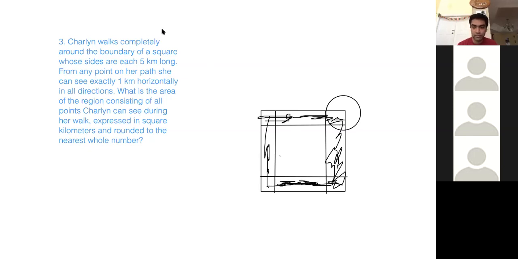Oh, you could just do the 5x5, the entire square, minus the middle square, which is a 4x4. Close. It would be a 3x3. 3 by 3, yes. So the outside square is 5 by 5, the inside square is 3 by 3. So that's 25 minus 9, which is 16. So that part is good.